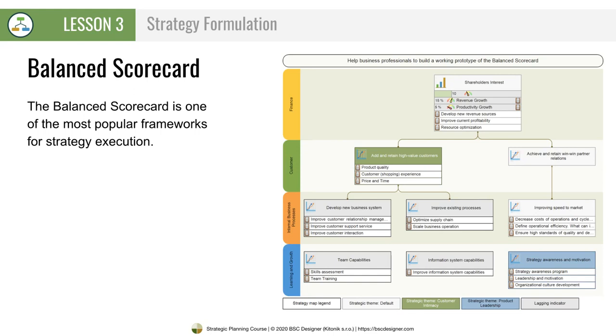The main tool of the Kaplan and Norton Balanced Scorecard framework is a strategy map with 4 perspectives. How does a Balanced Scorecard help to formulate a strategy? The framework suggests following a certain logic. We need to define the financial or stakeholder outcomes that we want to achieve.